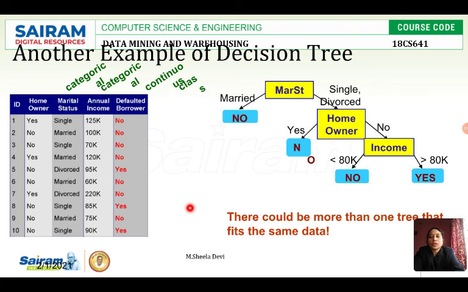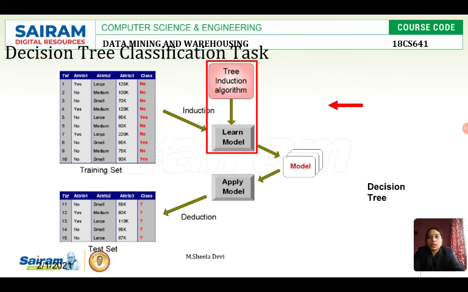Again, another example is given here with a different salary range, 125,000, everything. Next, decision tree classification task. See, here is the tree induction algorithm, as we said in the previous video. First, the algorithm will be given to the learning model and one more input, the training set, will be given as input to the learning model. Then with this it will learn and it will create the decision tree. Then the model will apply it to the test set and it will come to the conclusion which class the item belongs to.